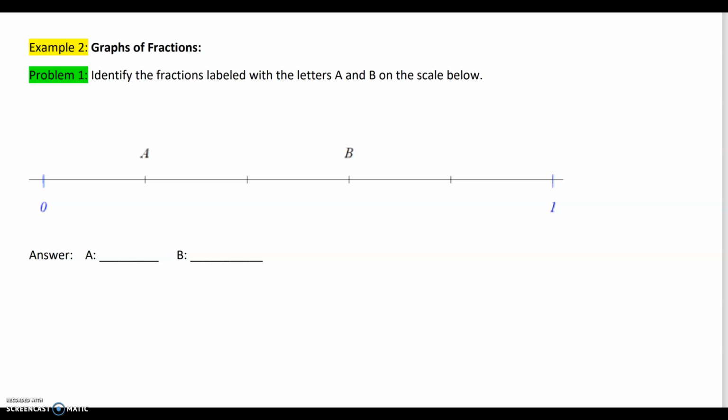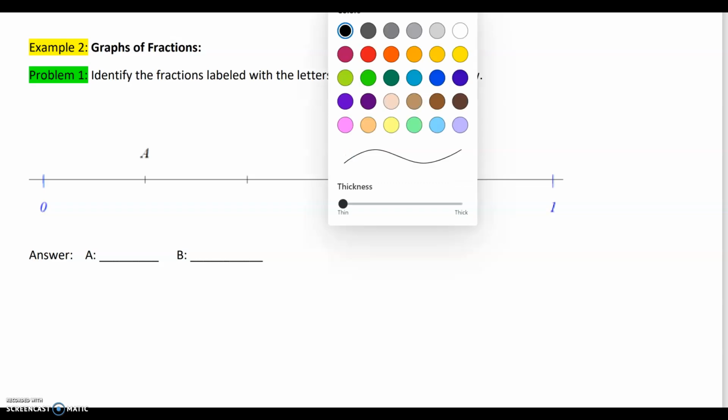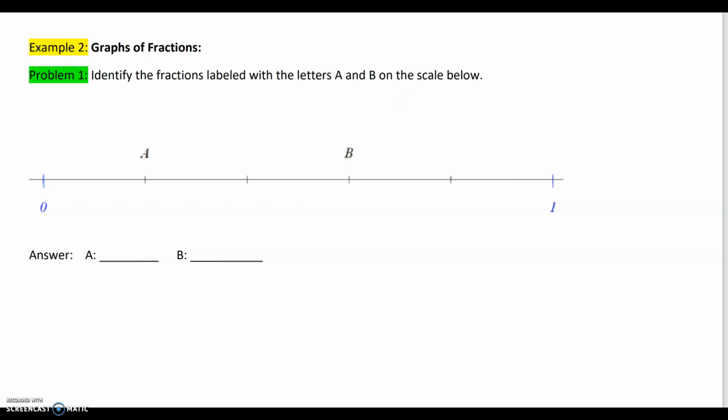Hi class, in the next set of problems we're going to be looking at graphs of fractions, and let's take a look at the first problem. So in the first problem they're giving us a line segment. I'm putting the arrows because technically the line segment goes on to infinity, and they want the position of two values. So technically they want this given value here and that one.